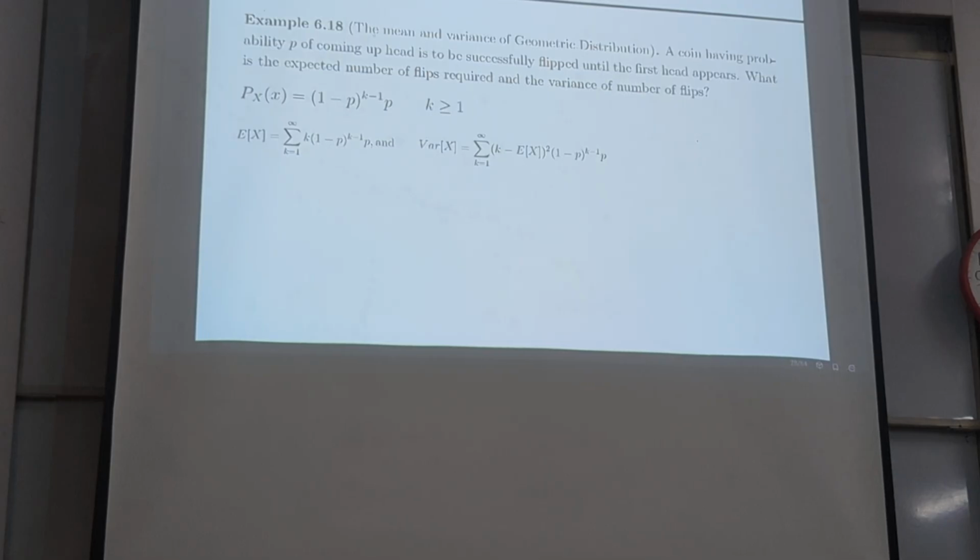The mean of a geometric random variable. You know what is a geometric random variable? If we toss a coin repeatedly until the first head, and we count X as the number of tosses, what type of random variable is it?